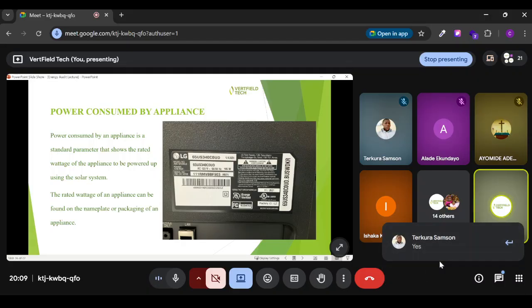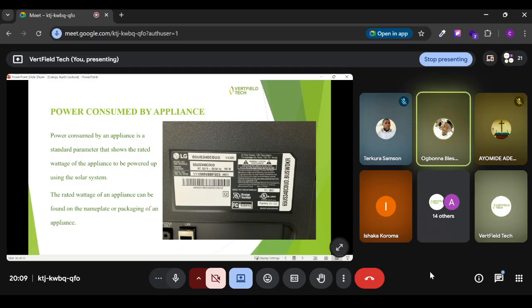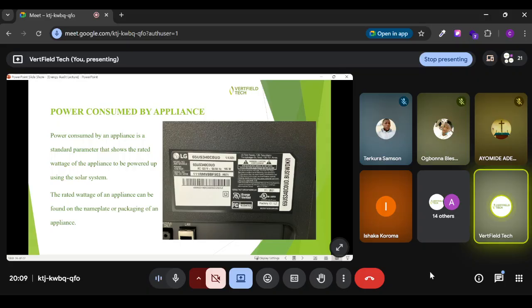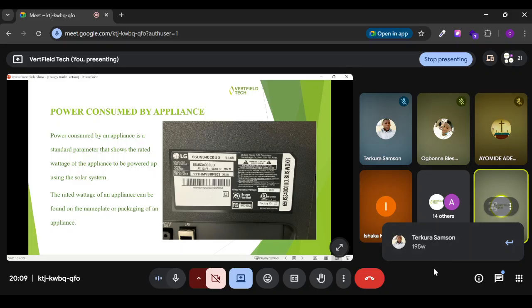So what is the energy consumption of the television, Mr. Sampson, if you can see it? Online, but okay, Mr. Obonna Blessing, 195. That's very correct, thank you so much. If you're not seeing it clearly, you can zoom in your screen with your fingers. Just zoom in the picture, you will see it very clearly. It is 195 watts. That is the energy consumption of this LG TV. Thank you, Mr. Sampson, 195 watts.